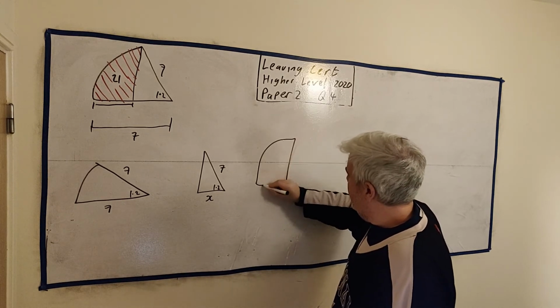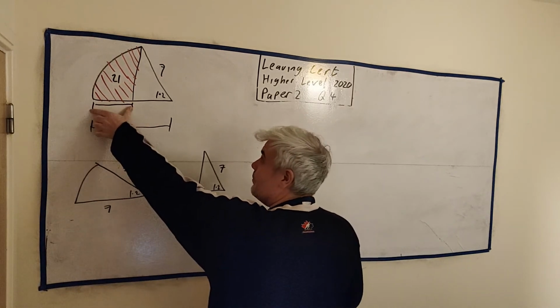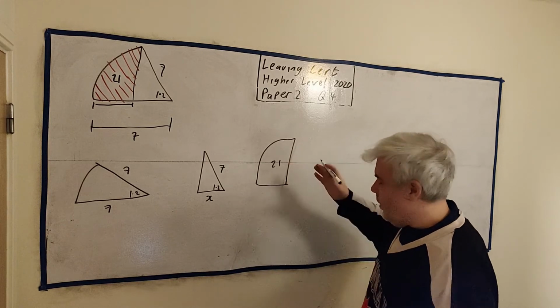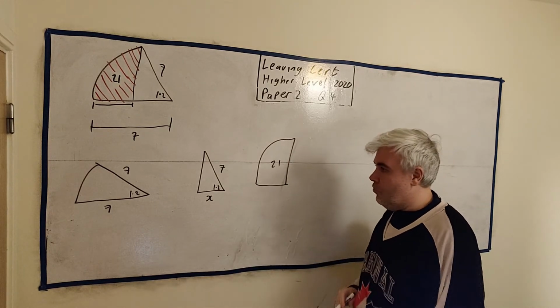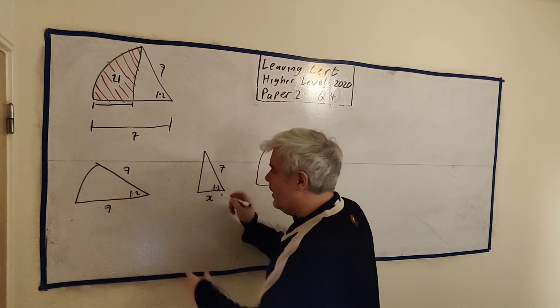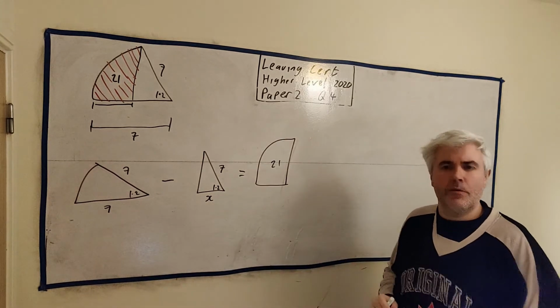We'll draw something like this. Looks like part of a circle, but it's not. This length is much shorter than this length. But we do know it's 21 centimeters squared. So let's make the areas all equal to each other. This big shape, take away this shape, should equal this shape. That's where the secret of this question comes.